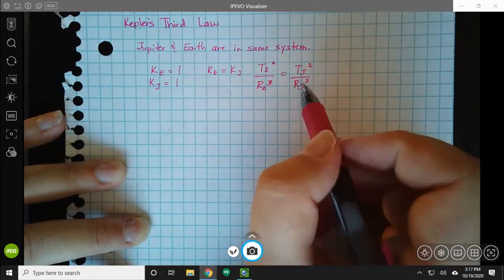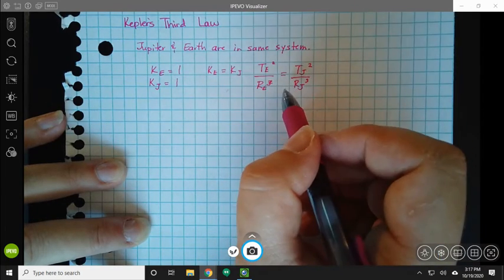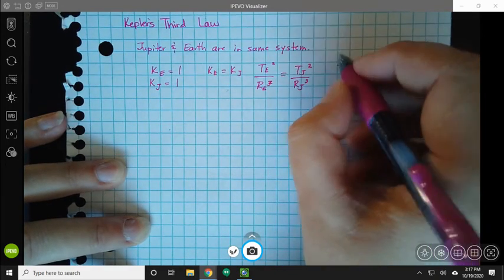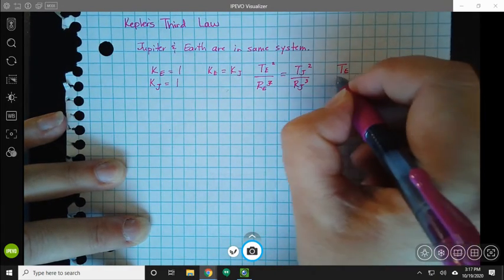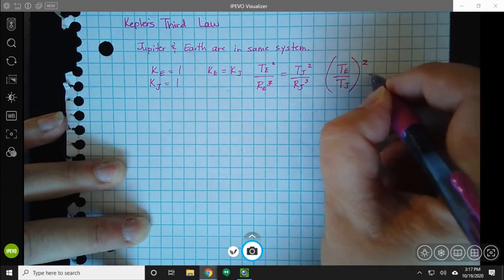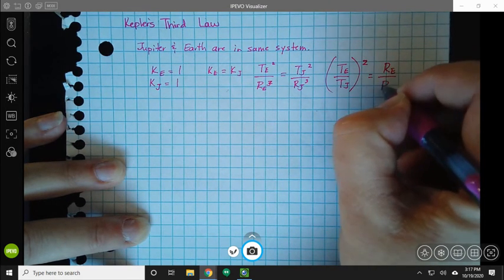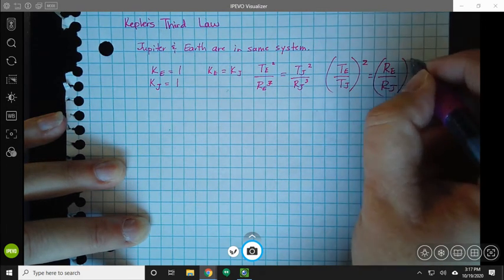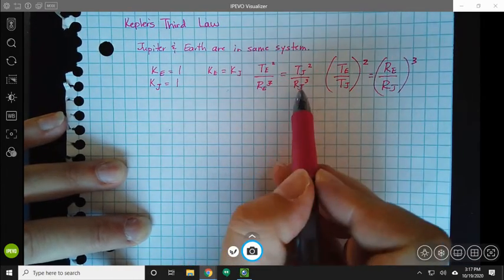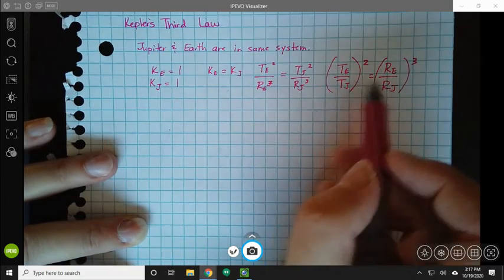So we can set it up this way, but on Friday we went through the whole process to get to what is usually used as Kepler's third law, which is Te over Tj whole quantity squared equals Re over Rj whole quantity cubed. There's nothing wrong with this. You can still use this, but this is the typical format that's used. And this is the format that I'll go through.